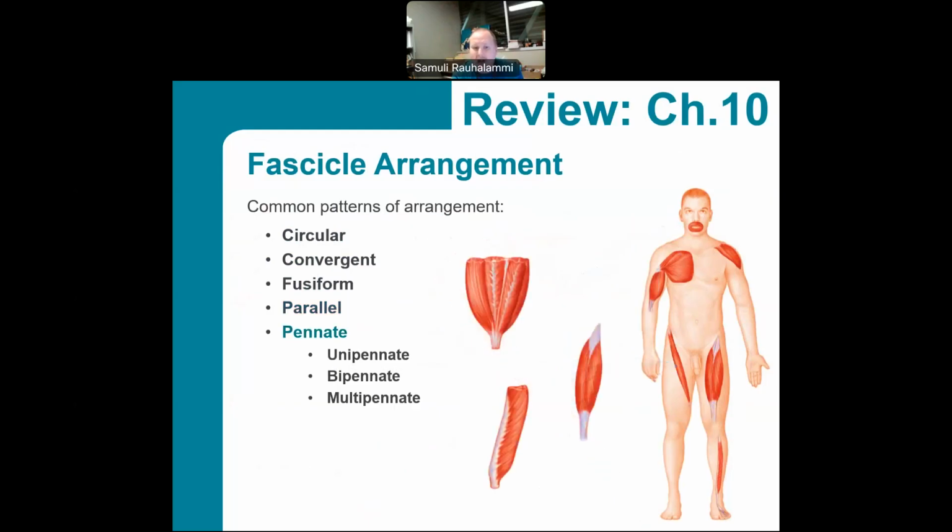Pinnate muscles, we might have unipinnate, bipinnate, or multipinnate, depending on how many central connective tissue tendons they connect to. So a bunch of information there for us.